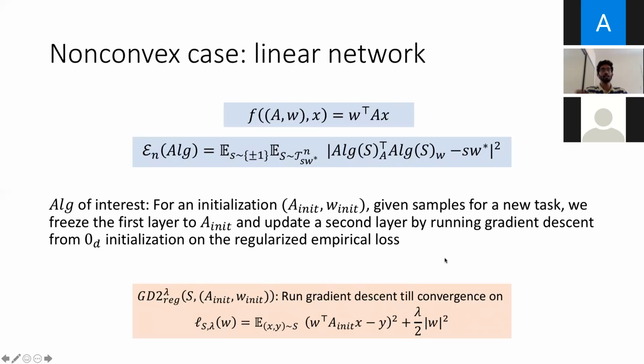And the algorithm of interest here: the way we're going to use an initialization is we fix the first layer and we just update the second layer. But again, as before, we run gradient descent till convergence on the regularized loss, now only on the second layer. In principle, it should not be very different if you update both layers, but just for simplicity of analysis, we analyze this case.